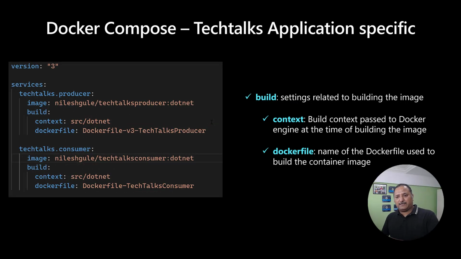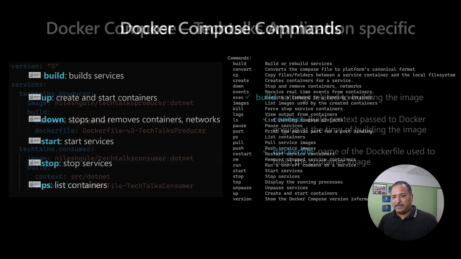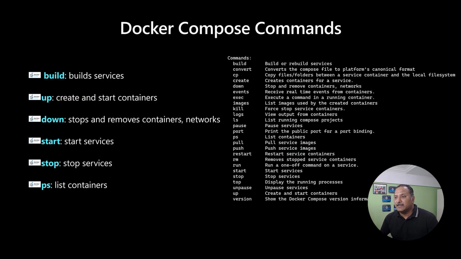Then we looked at the TechTalks producer and consumer, and how we can specify the build context and provide our own application-specific metadata like the Dockerfile and the context for building the image with a specific tag. We also looked at some of the commands like build, up, down. I didn't show start and stop, but these are similar to up and down, where it will start the services and it will stop the services.